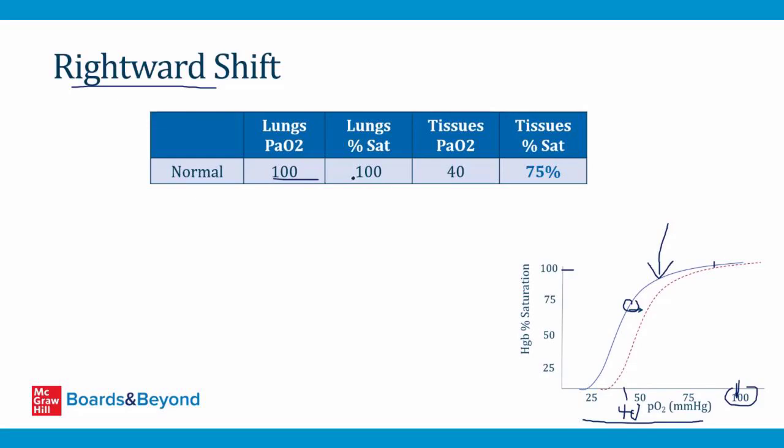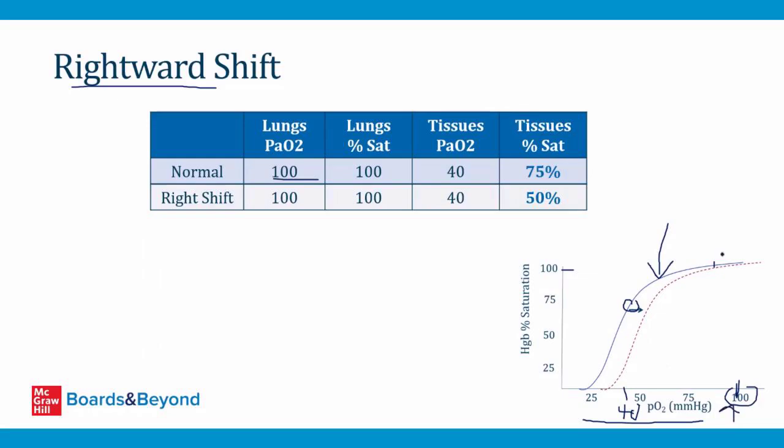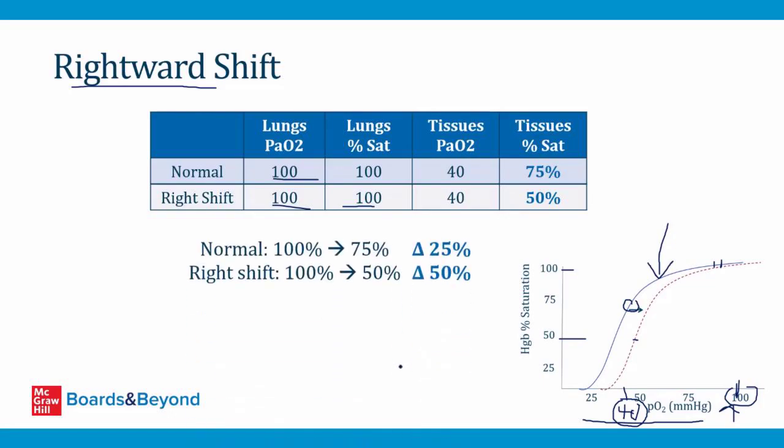But now let's look at what happens when we right shift the curve and move to this red line. In the lungs, where the PaO2 is 100, we're still 100% saturated even on the right shifted curve, so nothing has really changed in the lungs. But down in the tissues, where the PaO2 is 40, our percent saturation is now only about 50. So by shifting the curve right, we have offloaded more oxygen. In the normal curve, we went from 100% saturated hemoglobin to 75%, a delta of 25. But after the right shift, we went from 100 to 50, a delta of 50%.